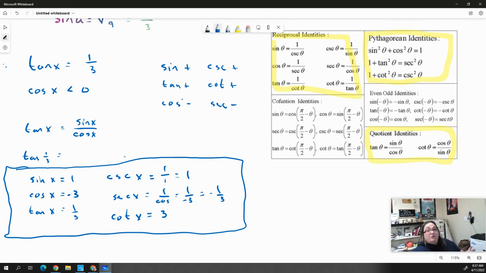So that's all you're going to be doing. That is the entire assignment, is figuring out these trig identities. When I see you on Thursday, we're going to talk about simplifying trigonometric expressions.